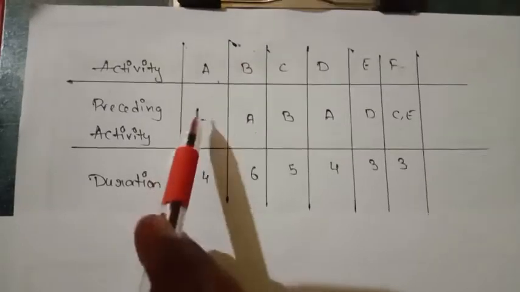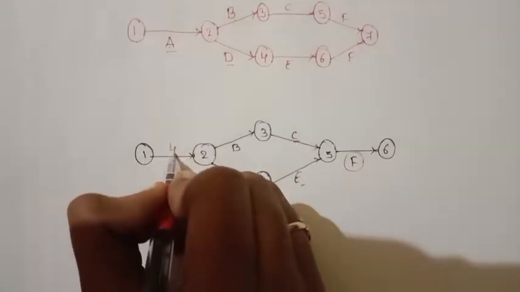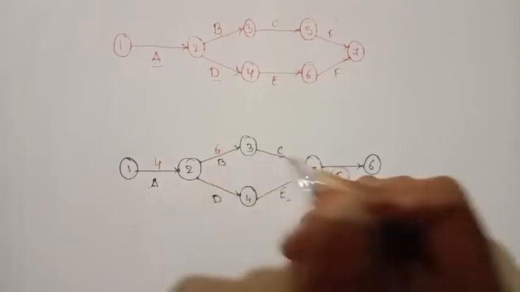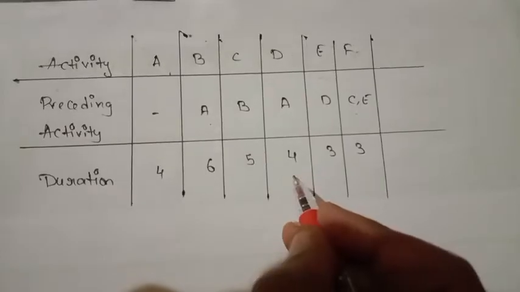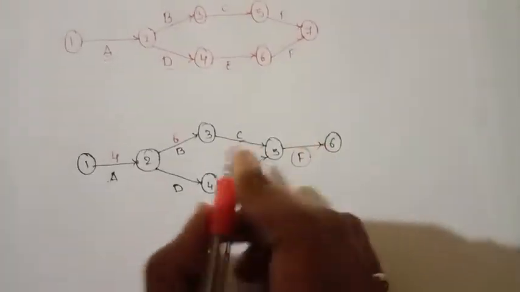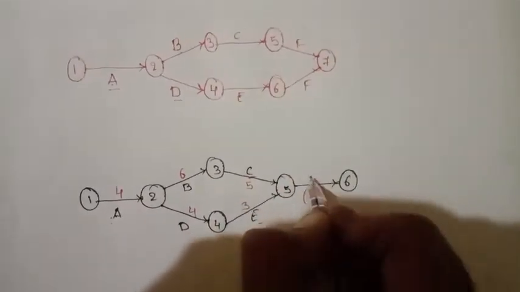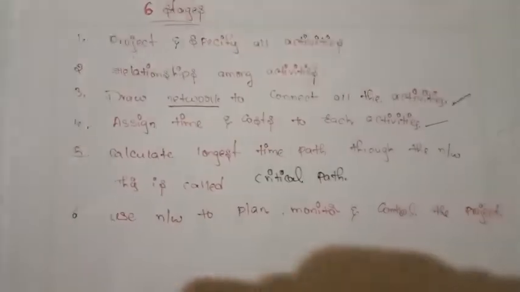For A they have given a duration of 4. For B they have given 6. For C they have given 5. For D they have given 4. For the remaining E and F they have given 3 and 3. So the fourth step is completed, that is, assigning time and cost to each activity.